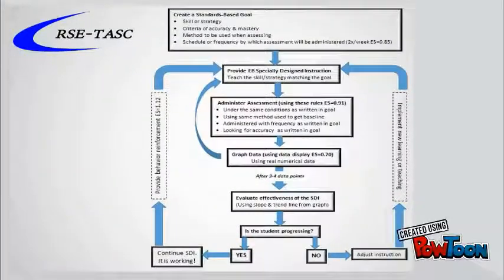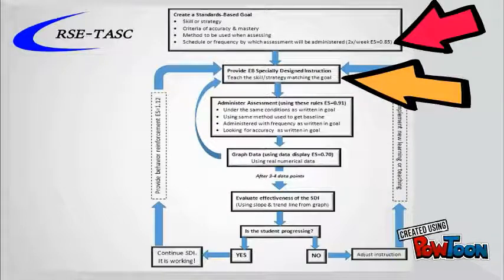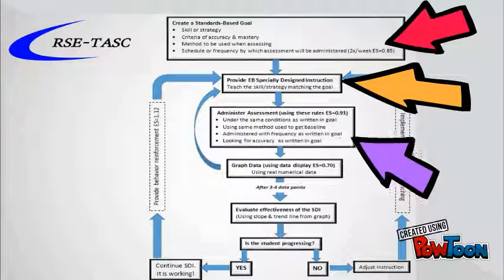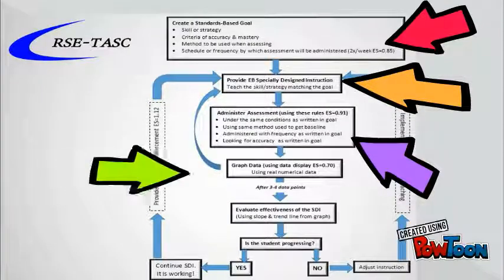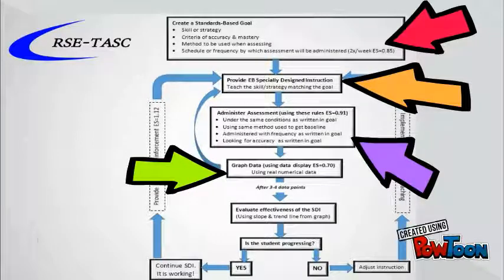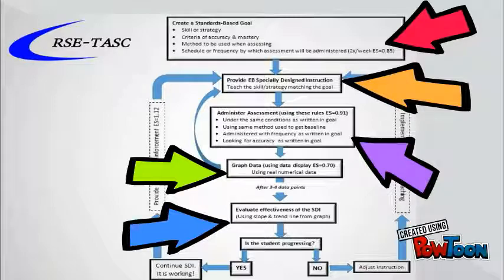It really boils down to 5 steps. 1. Establishing goals. 2. Providing evidence-based specially designed instruction. 3. Administering assessments aligned to the goal. 4. Graphing the data. And 5. Evaluating the data to determine if the student is making progress.